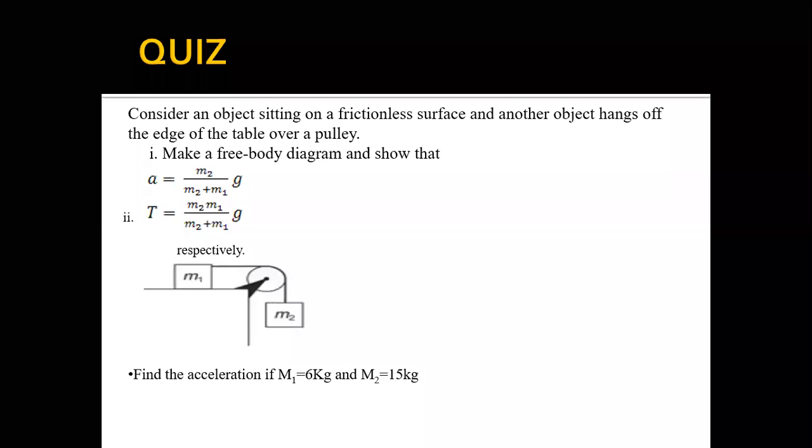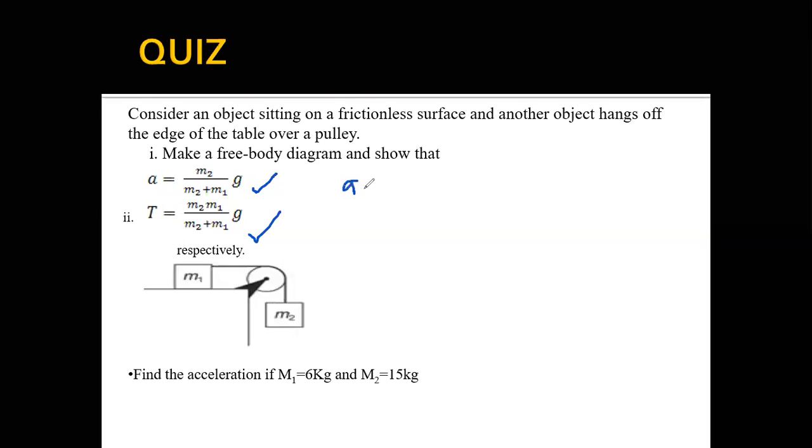Given the mass, you'll be asked to find the acceleration and the tension. In that case, you have the formula for acceleration and the formula for the tension. You just have to substitute the given values into the formulas to get your acceleration and your tension.